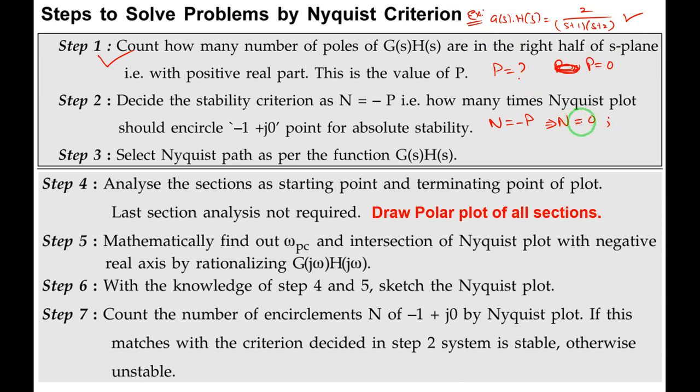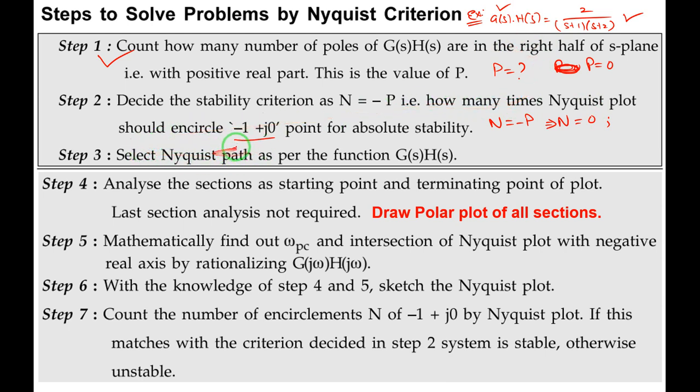So for the system to be stable, the number of encirclements of the critical point minus 1 plus j0 should be 0. It means the Nyquist plot should not encircle this point. Then only the system will be stable. If I am getting N equal to some value at the end, if it is encircling, then the system is unstable. If it is not encircling, it is stable, for this particular example.